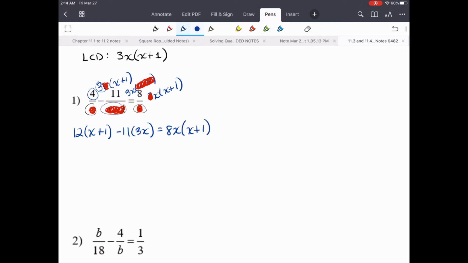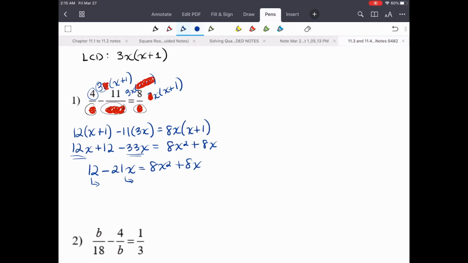This step right here, let's go ahead and start clearing parentheses. So 12 times x is 12x plus 12. 11 times 3x is going to be minus 33x equals 8x squared plus 8x. And combining like terms on the left side, I've got 12 minus 21x equals 8x squared plus 8x. And then I'm going to get everything to the right. I'm in the habit of making sure the leading coefficient is positive. However, with quadratics, it's not necessary that you have the leading coefficient positive, but just out of habit, I'm going to do that.